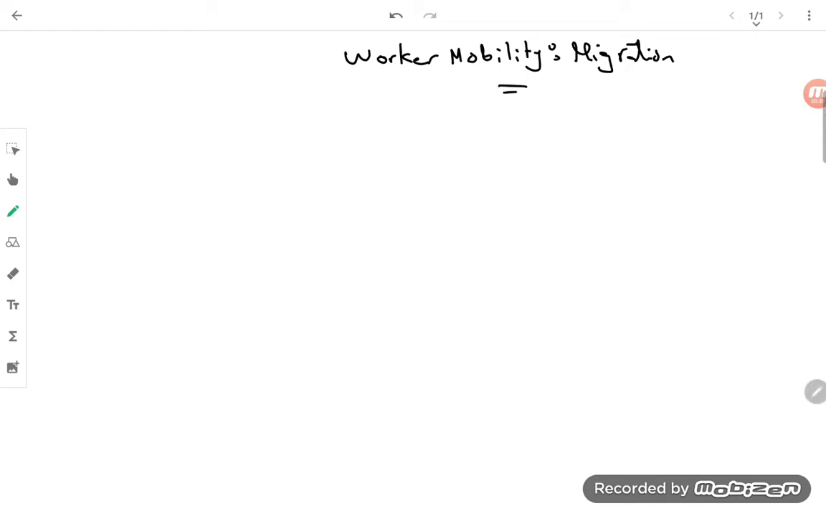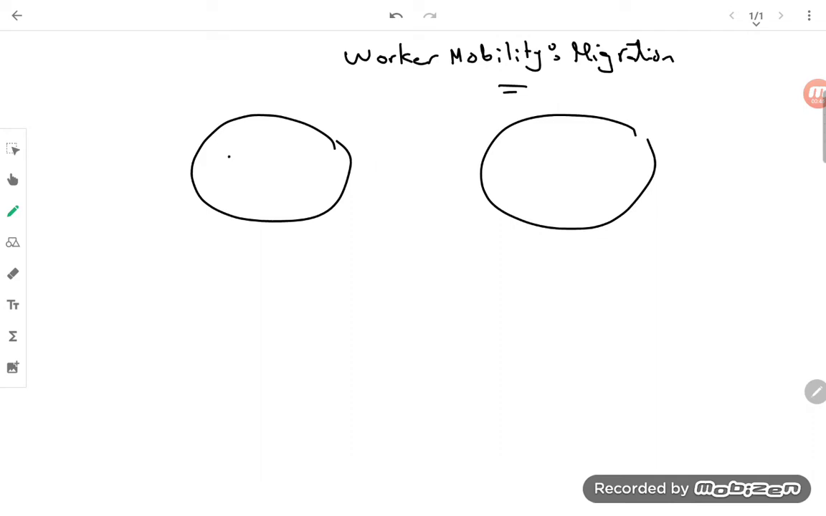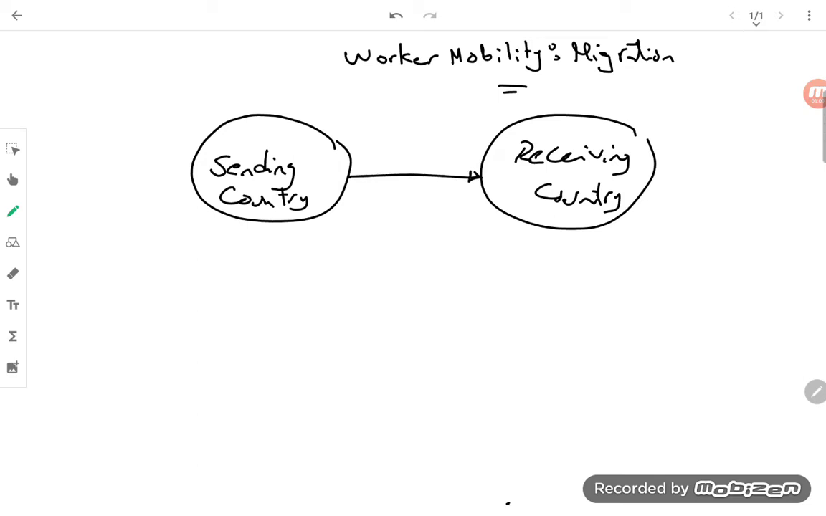When we talk about migration, we have to know that we have two different countries: the sending country and the receiving country. People are going to transfer from the sending country to the receiving country based on a number of factors or determinants that affect their decision to move from their home country to another country. What are the main determinants of worker mobility?